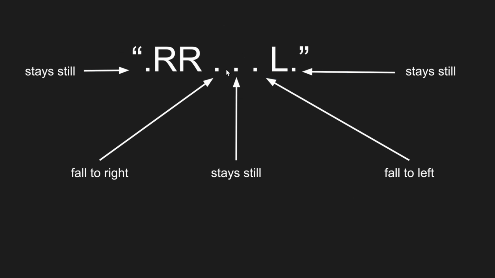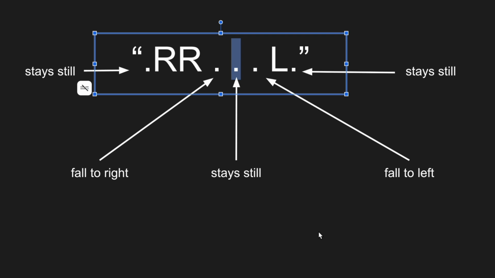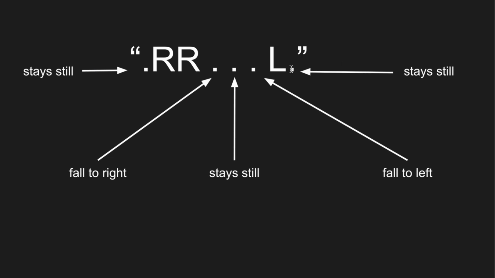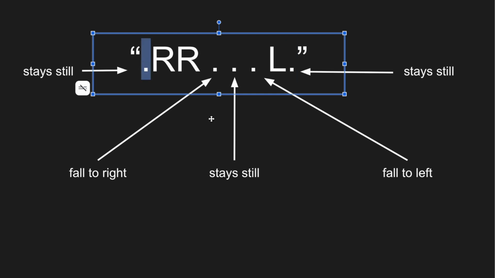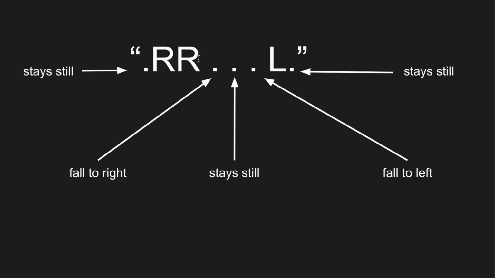And where the dot will lean depends on whether it is closer to the nearest L to the right or the nearest R to the left. And if it's equal distance, then it will stay still, like this one right here. And if it has neither an R to the left nor an L to the right, then it will also stay still, like these two examples. And if it only has an R to the left, then it will lean to the right. And if it only has an L to the right, then it will obviously lean to the left.